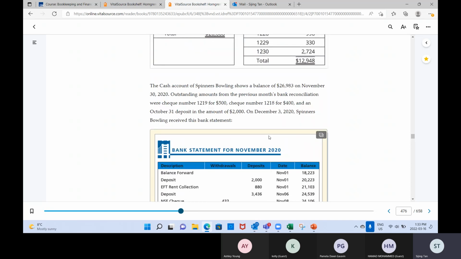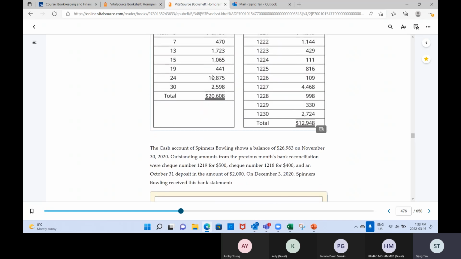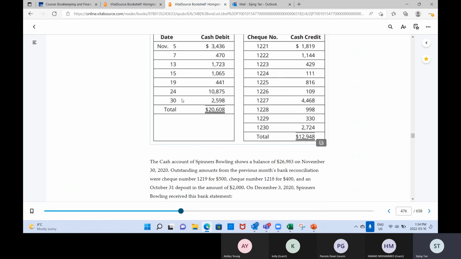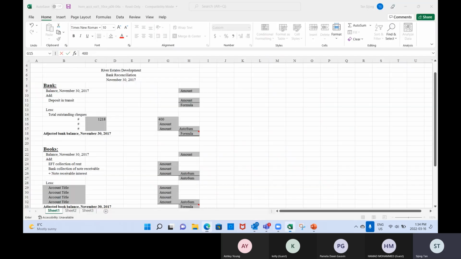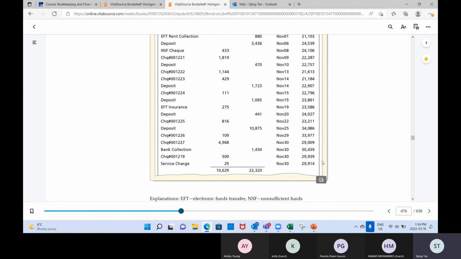So that means this is a deposit in transit, which means that we already made a deposit on our book side, but the bank hasn't received it yet because this is November the 30th, right? So the very last day. So we have to record this deposit in transit of $2,598 on the bank side. And how much is the balance from our bank? This is the balance from the bank, $29,915.